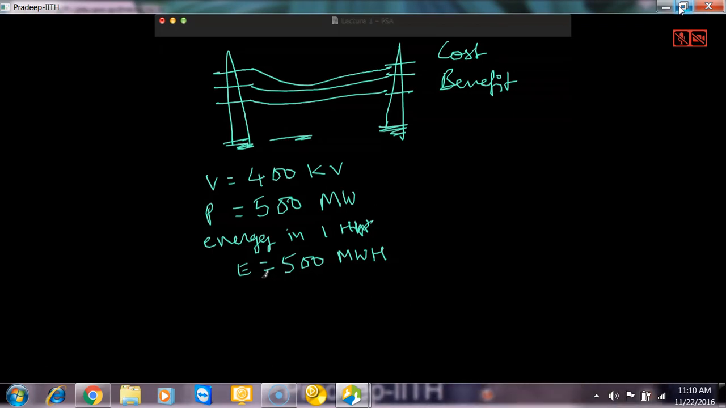And as you know, kilowatt hour is nothing but 1 unit of electricity. So what's the price of 1 unit of electricity? Typically, assume that the price of 1 unit of electricity is about 6 rupees. Then in 1 hour, how much energy is carried by this particular line? I can just multiply that. So cost of energy transported.